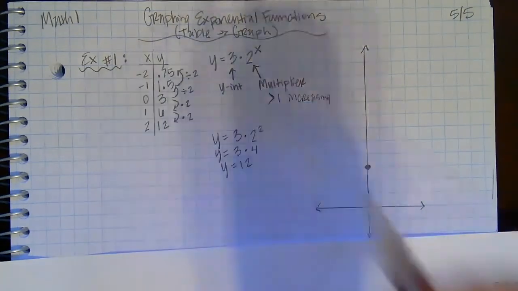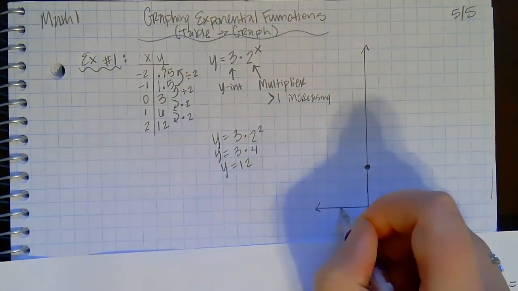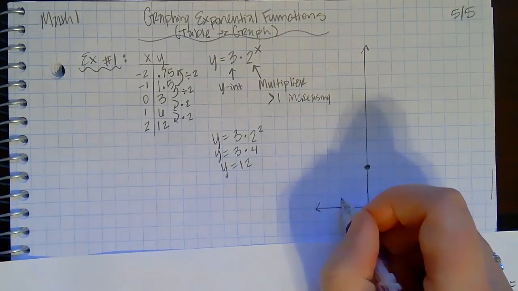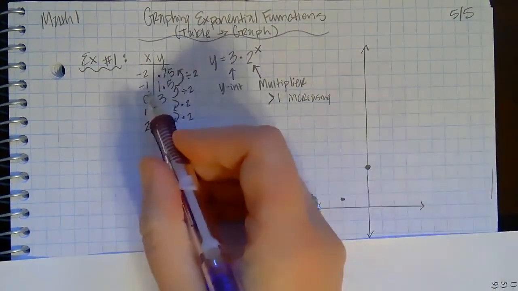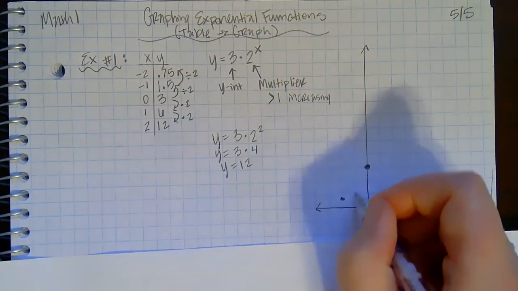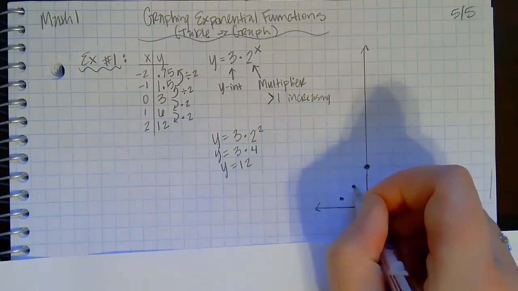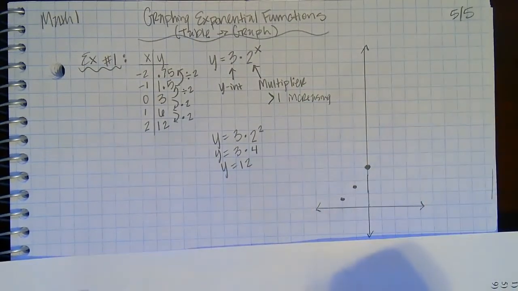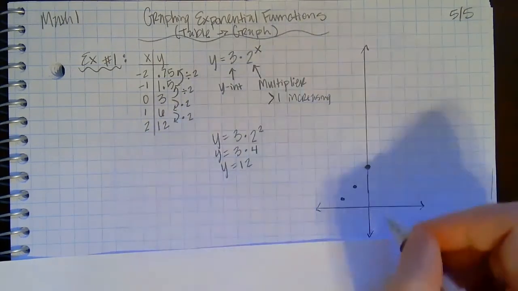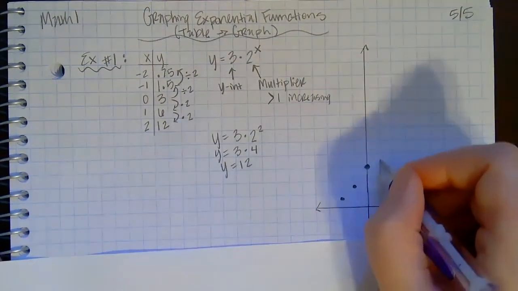So -2, 0.75, -2 is right here. 0.75 is gonna be almost to 1, but not quite. It's about right there. -1, 1.5, -1. 1.5 is right in the middle of that box there. And then 1 is 6, so 1, and then 3, 6.